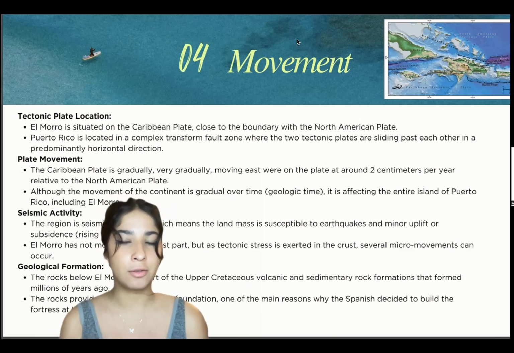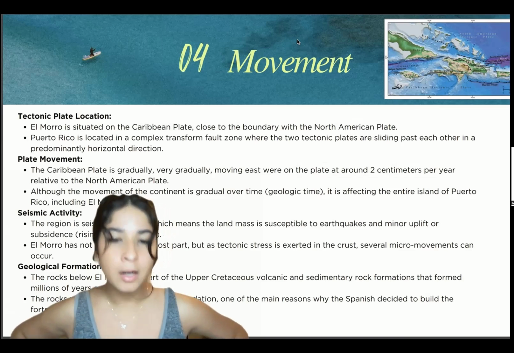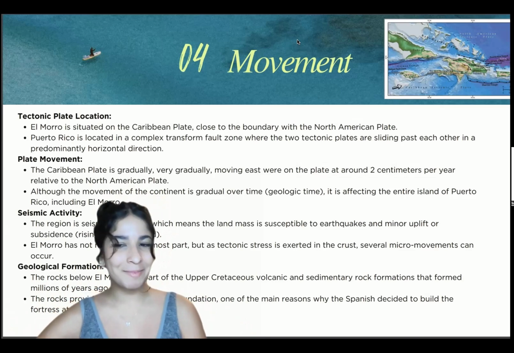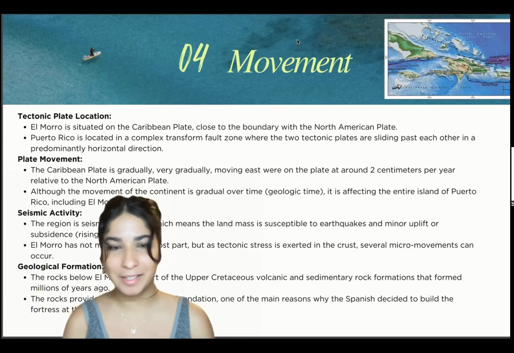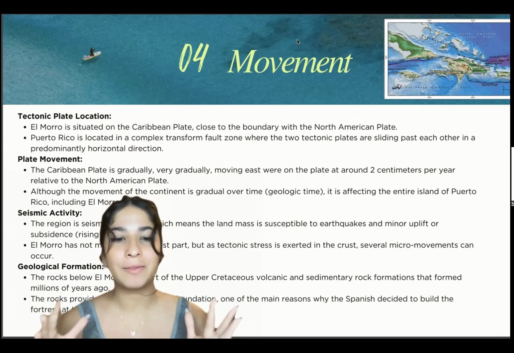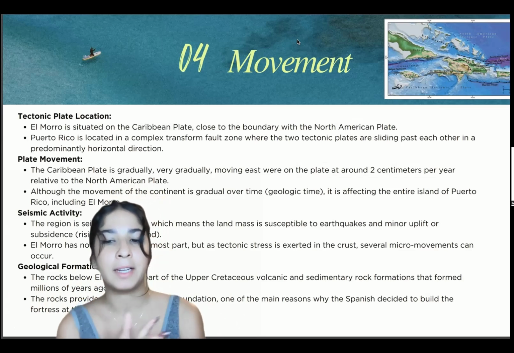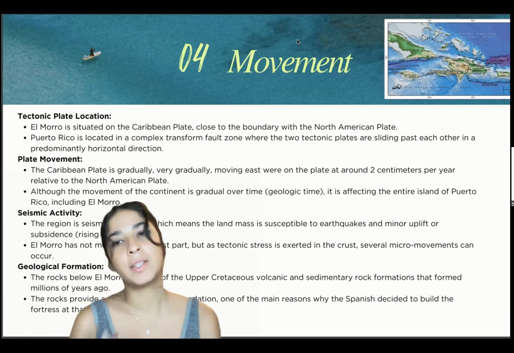And then for the geological formation, the rocks below our Morro are a part of the upper Cretaceous volcanic and sedimentary rock formations. I believe I said that right. That formed millions of years ago. They do provide a solid and uplifted foundation, and that was why the Spanish decided to build a fortress on that site.